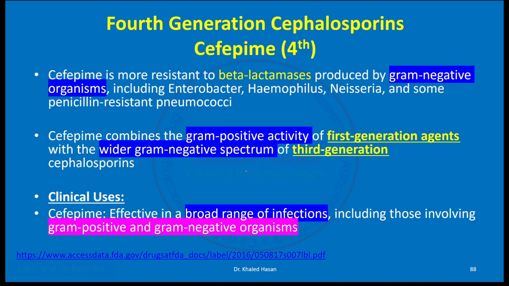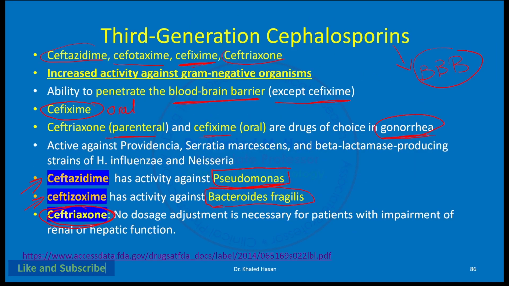Okay, moving to the fourth generation cephalosporin, we have only cefepime. Cefepime is considered fourth generation. What are the advantages? I will go back a little to show you what we have for the third generation. For the third generation, we need to emphasize an important issue: it has increased activity against gram-negative bacteria. That means for gram-negative bacteria, you can rate it as 4 or 6 plus, and it becomes less effective against gram-positive bacteria, like 1 or 2 plus.